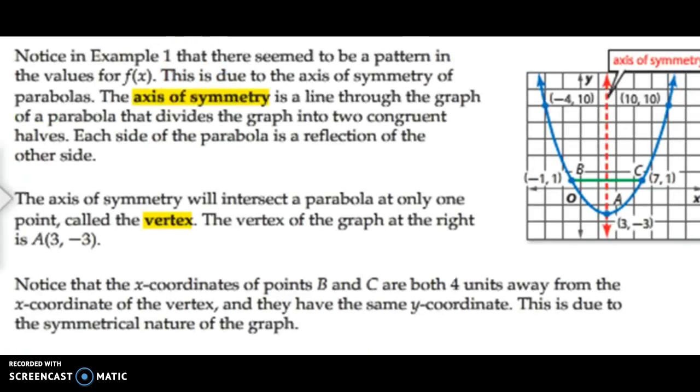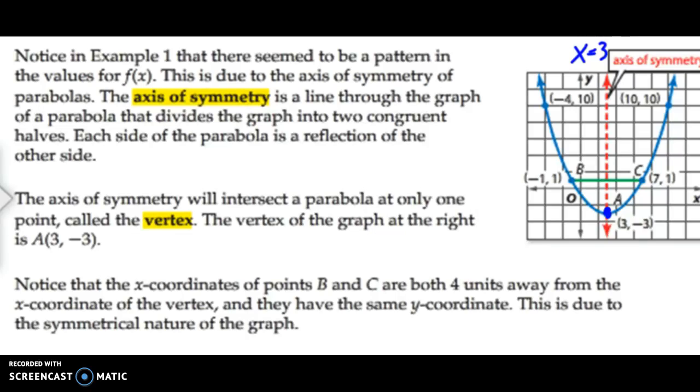Now, all parabolas have what's called the axis of symmetry. It's the line that actually goes through the vertex. And all points on the left are the same distance from that axis of symmetry as all the points on the right. So you'll see right here in our example, if our vertex is at 3, -3, that means that my axis of symmetry is right here, and it's going to be x equals 3. It's the line x equals 3. It's that red dotted line.